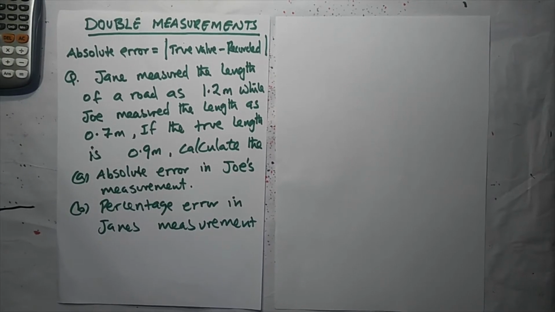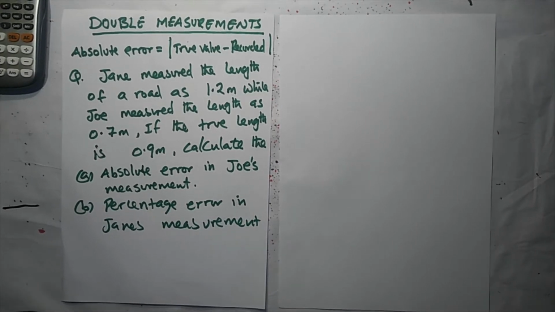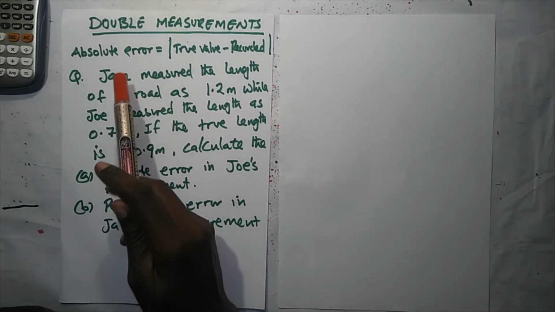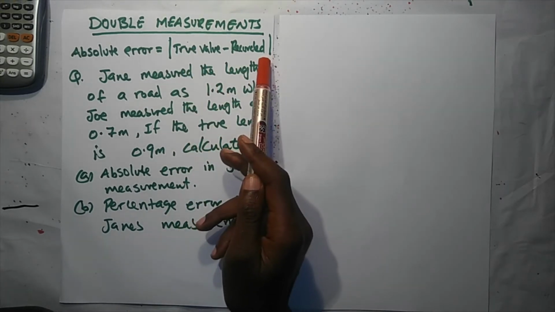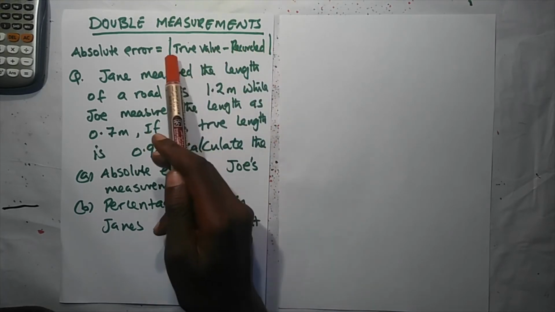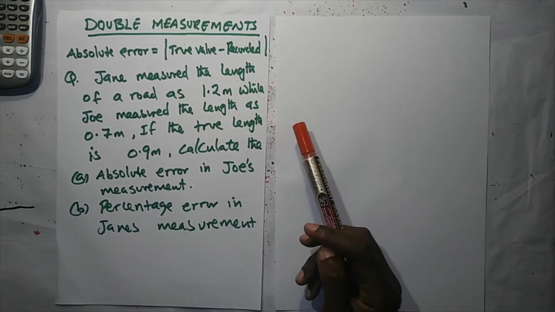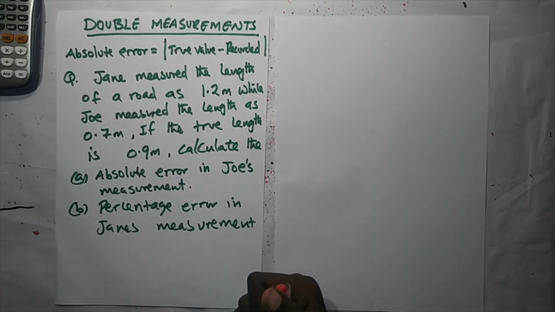In this video, we are going to look at absolute errors, relative errors and percentage errors on double measurements. So the formula, when you have 2 measurements given, the true value and the recorded value, is that the absolute error is the true value minus the recorded value in these absolute or modulus symbols. So the absolute error should always be positive, in other words.